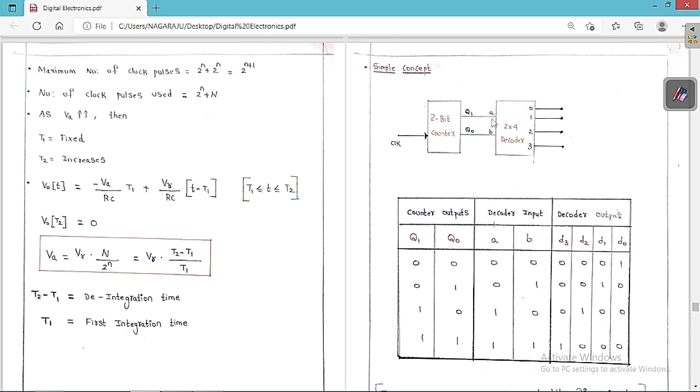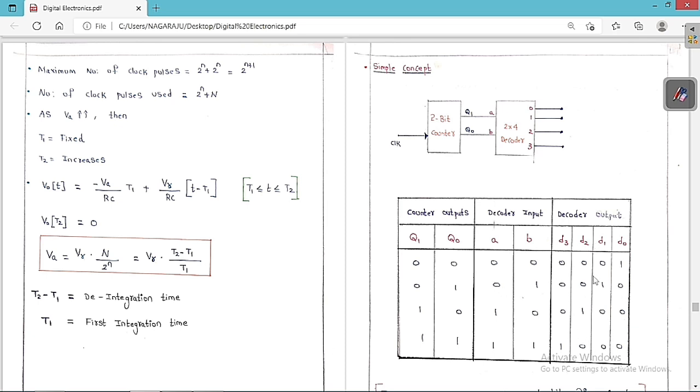Whenever you give 0 0, which output is going to get activated? This 0 is going to get activated, and the remaining ones are not activated. Therefore D0 is activated but not the remaining ones. If you give 0 1, this 1 is going to get activated, so D1 is activated. If you give 1 0, this 2 is going to get activated. If you give 1 1, this 3 is going to get activated, so D3 is activated but not the remaining ones.